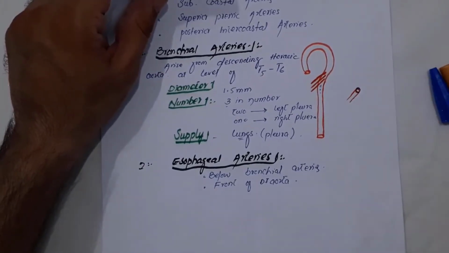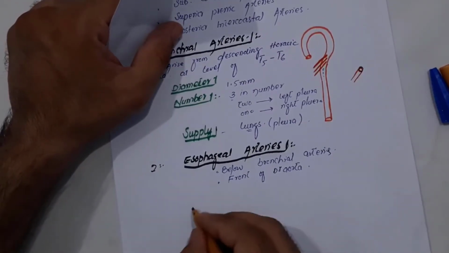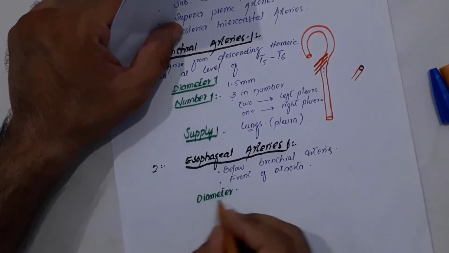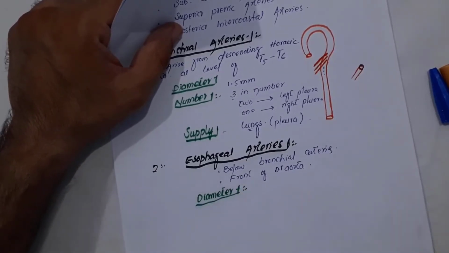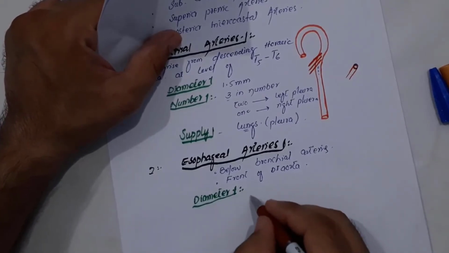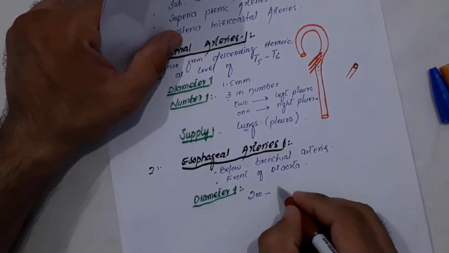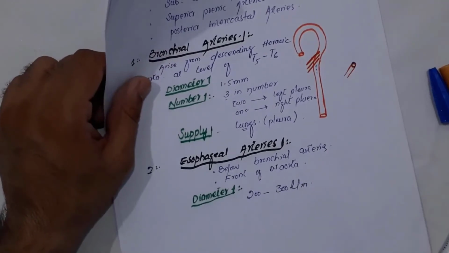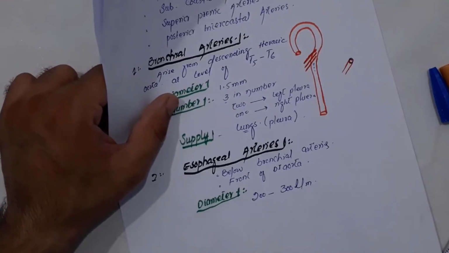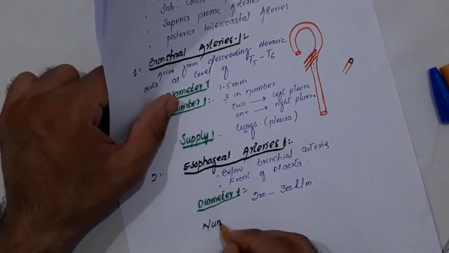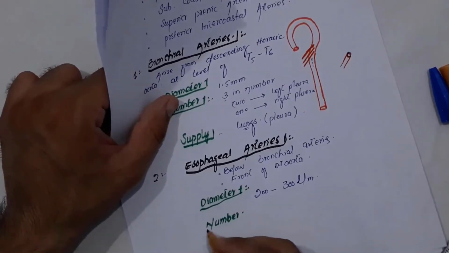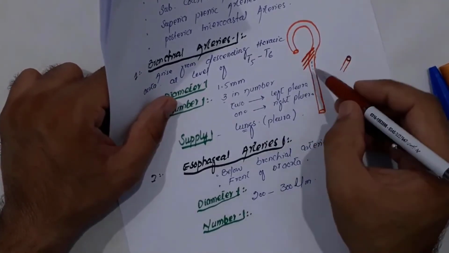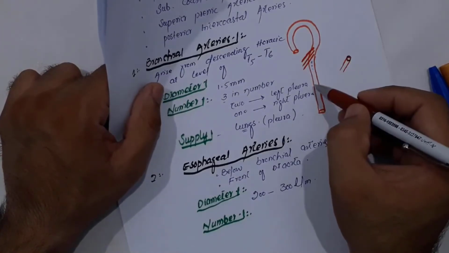What is their diameter? What is the diameter of these arteries? So their diameter is about 200 to 300 micrometer, right? This is their diameter. And how many esophageal arteries do we have? What is their number? So there are about 3 esophageal arteries, friends, which arise from this descending thoracic aorta.